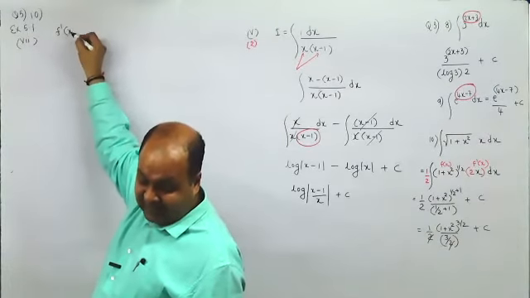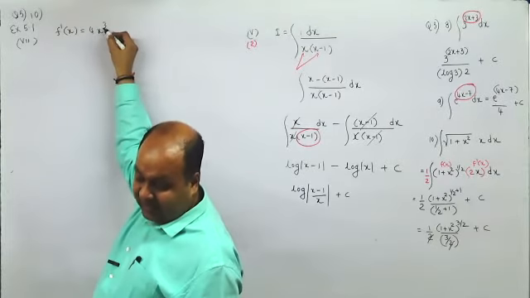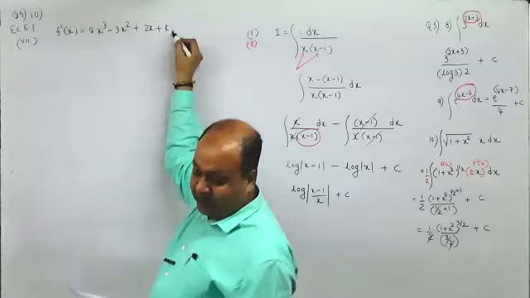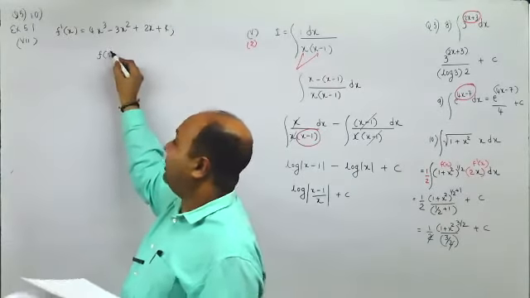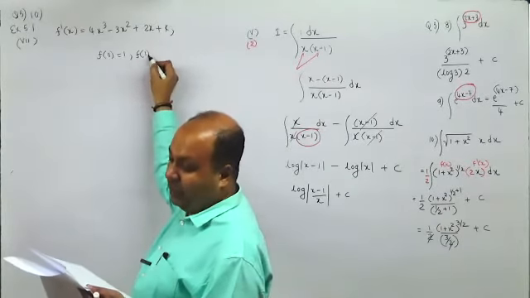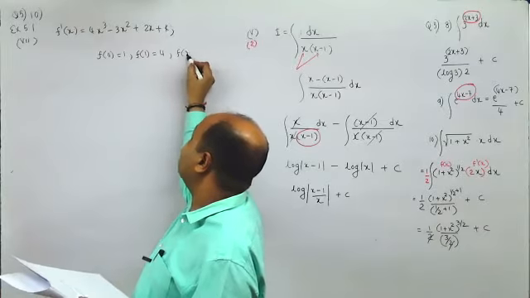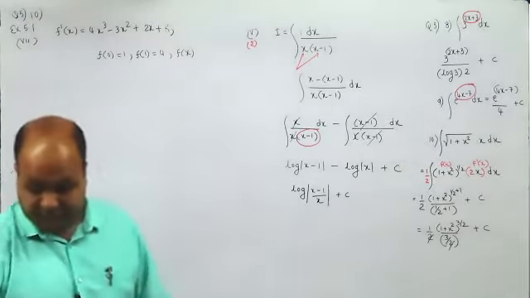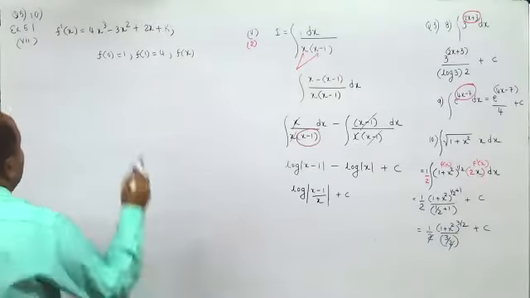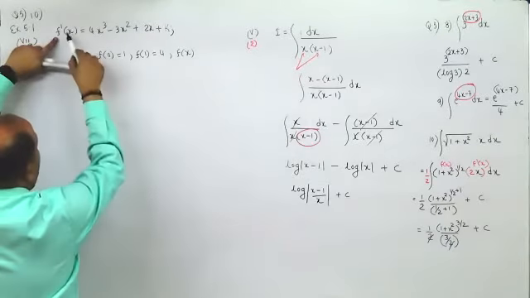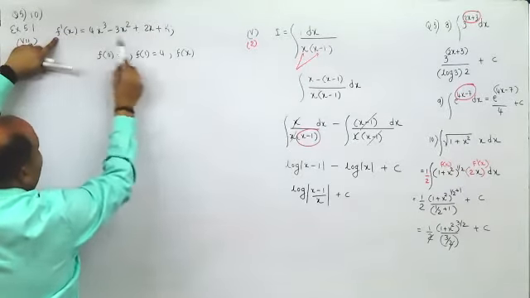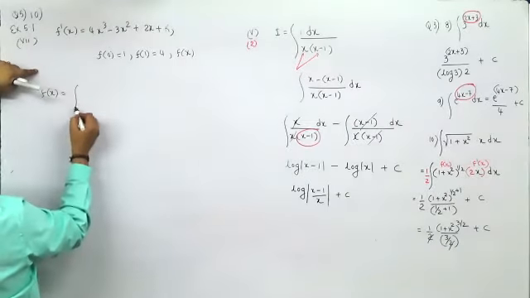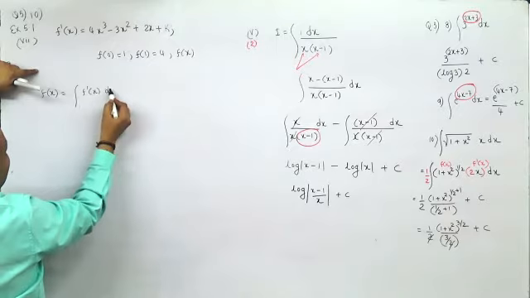F dash x is 4x cube minus 3x square plus 2x plus k. They have given you f of 0 is 1. They have mentioned f of 1 is 4, and they have asked you to find f of x. Here, remember, derivative of f of x is f dash x. So integration of f dash x is f of x. So what I'll do here is I'll write f of x is integration of f dash x dx.